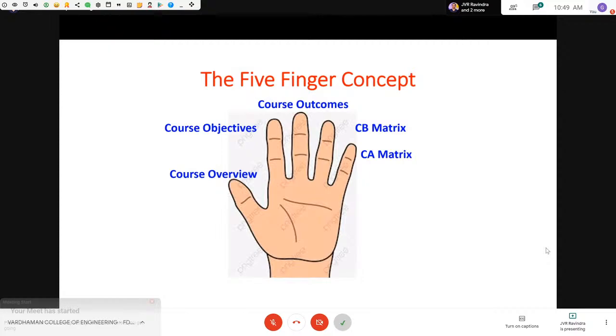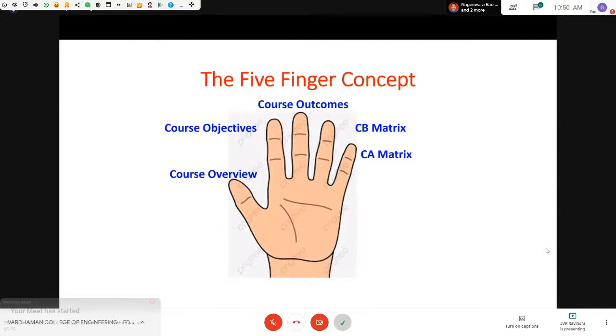So the point is, the course overview should talk about all these things, but it must be in a crisp manner. That means you should not really elaborate that particular content, and then followed by course objectives, what exactly the students will understand, that is course outcomes. I'm not going to talk about the next four, because objectives, outcomes, CP matrix, CA matrix, people have already spoken about. My only point is the course overview, because that's where the delivery will start.